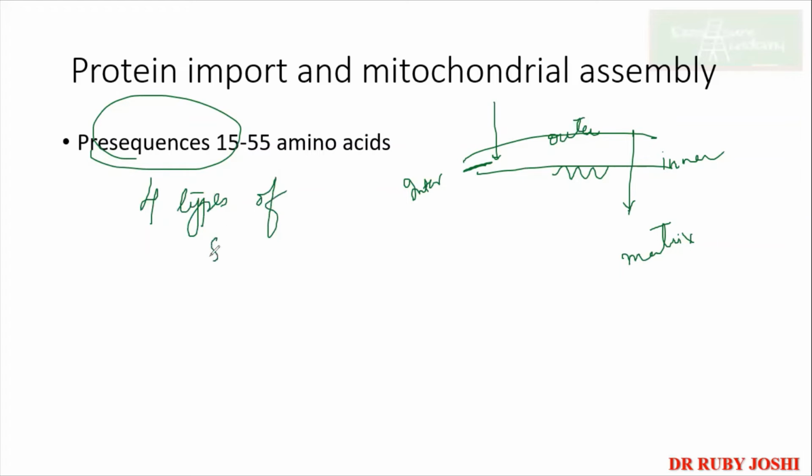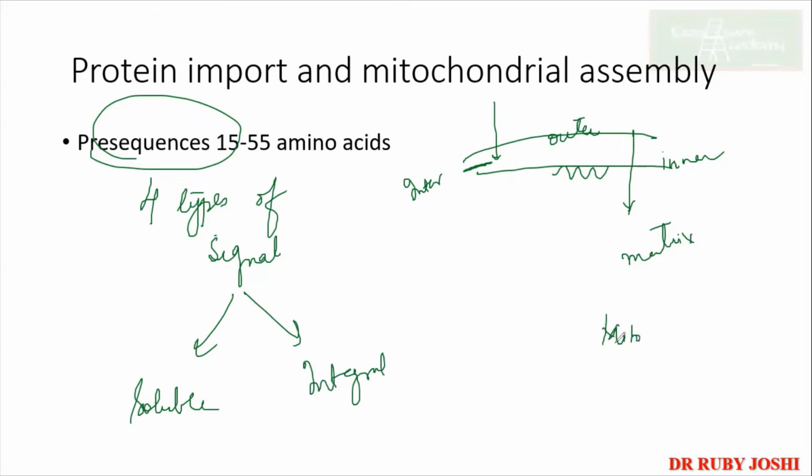Did you get it? And in this, again, 2 types of signal should be there. One for the soluble protein and one for your integral membrane proteins. One piece of information is, yes, I have to go to the mitochondria. The second is, am I soluble or integral? Based on that, I have to go to the intermembrane space, outer, inner or matrix. Okay? So based on this, the import of the protein is happening in the mitochondria.